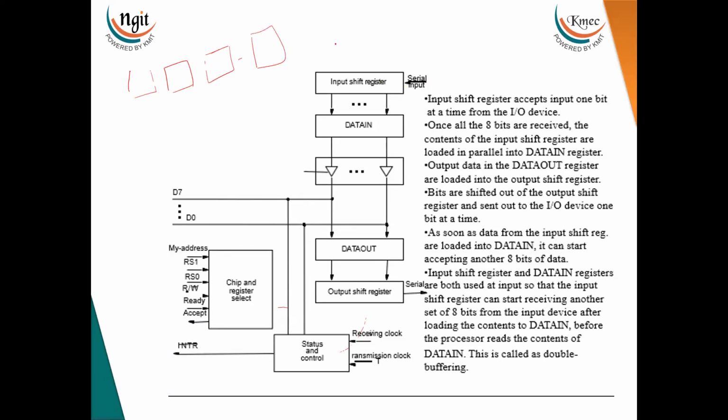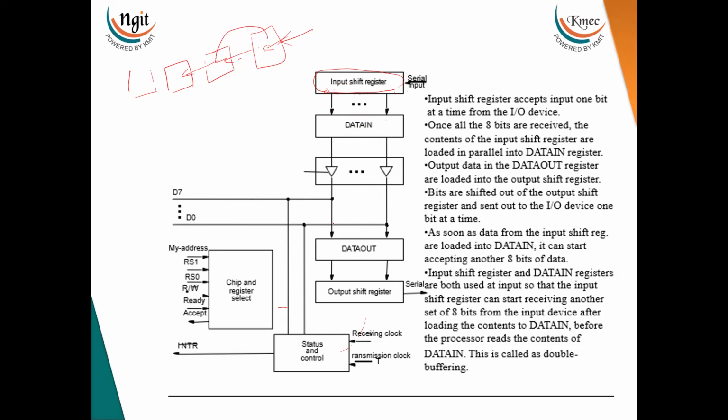For the first clock, the first bit will come here. For the second clock, the first bit shifts and the second bit will be loaded here. For the third clock pulse, this bit comes here, this bit here, and this bit here. Like that, all the bits will be filled into this shift register. Once this complete register is filled, after 8 bits are filled in this 8-bit shift register, these 8 bits are loaded in parallel into the data in register.